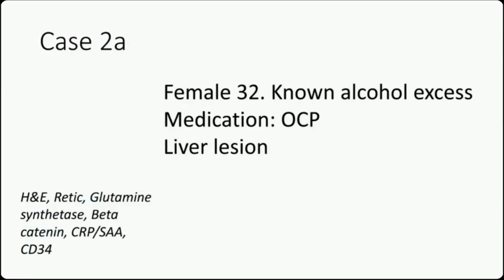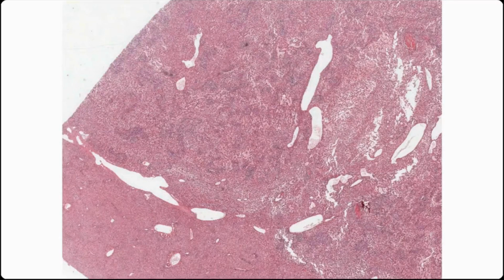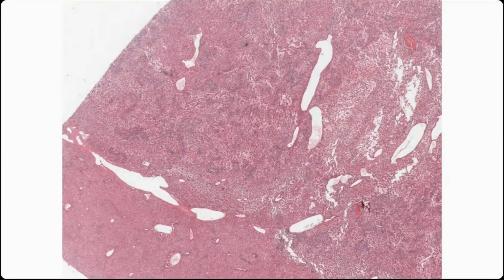And we'll move straight on to a second case. So this is now a 32-year-old female. She's known to drink alcohol excessively, and she's also on the oral contraceptive pill, so 2 risk factors. And she's got an incidental liver lesion. This was a resection. You can see the background normal liver here, there's a vague demarcation. It's poorly defined, but goes along here with normal on this side and lesional liver here with these big dilated thin-walled vessels. Looks very hemorrhagic. There's some dark blue bits that look inflammatory.